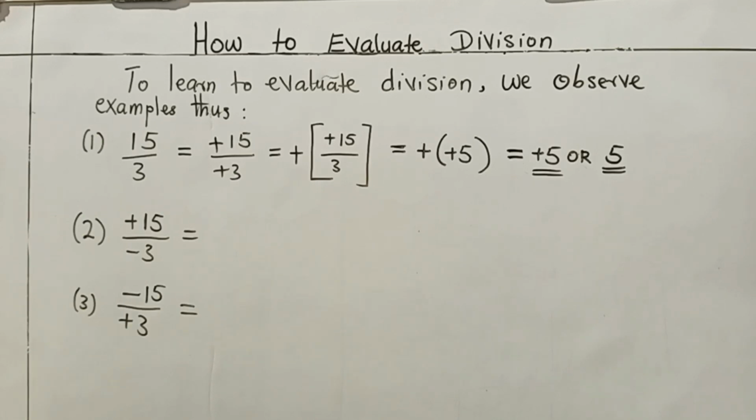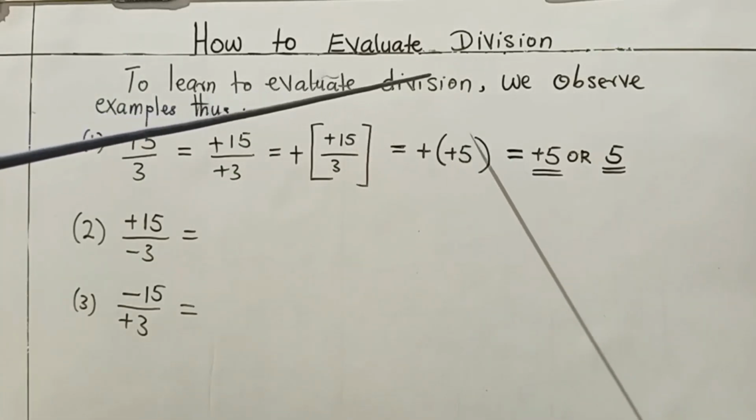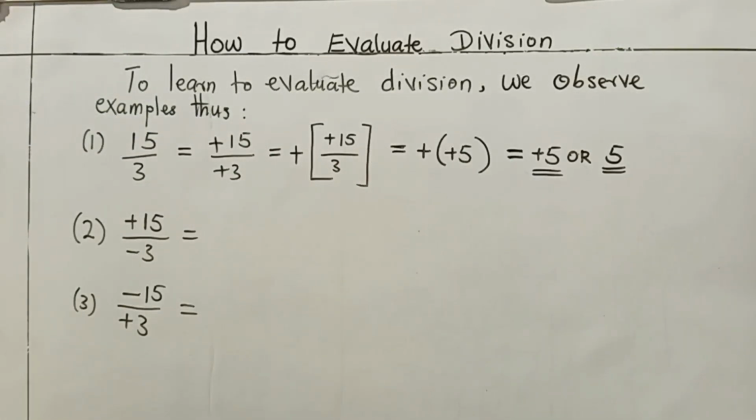And that is why we're going to learn how to divide using a reverse process of integration of assets or liabilities. So we say to learn to evaluate division, we observe examples. By means of the examples that follow, we perfect our action or activity of dividing numbers by numbers. Look at this first example here, 15 over 3.